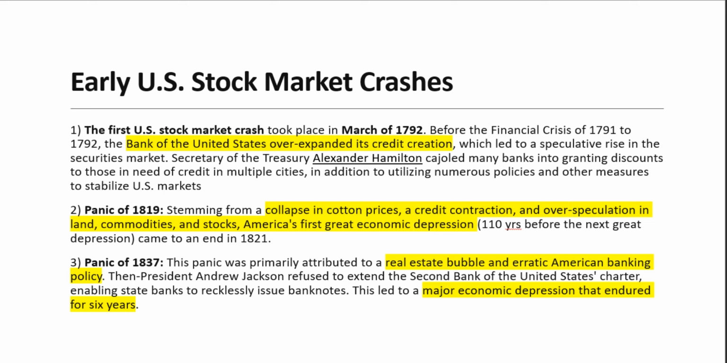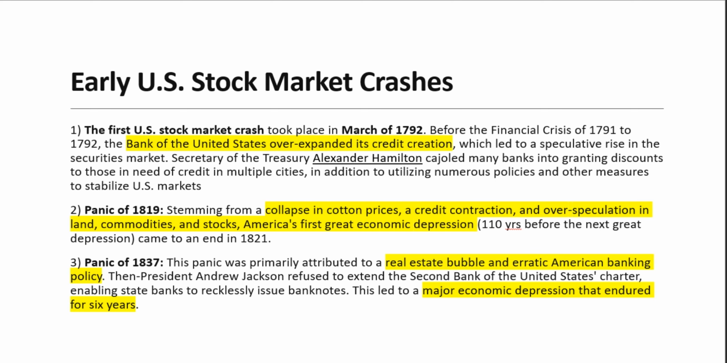And then the Panic of 1837. I bet hardly anybody knew this. We had a real estate bubble because of erratic American banking. Andrew Jackson could have curtailed this, slowed it down, but for whatever reason refused to extend the second Bank of the United States charter, and that enabled state banks to give out banknotes and money hand over fist, which is never a good deal. And of course, that led to a major economic depression that endured for 6 years.